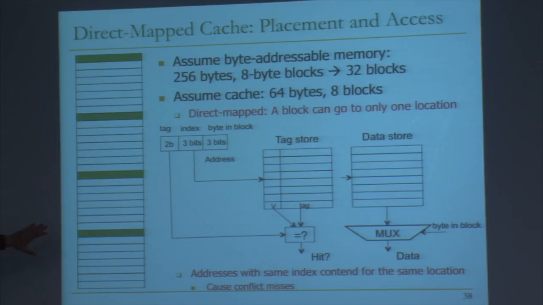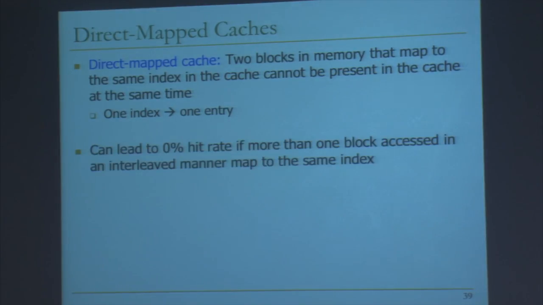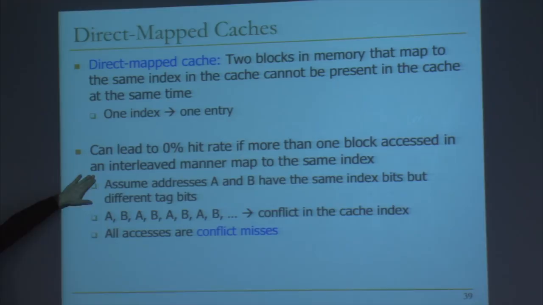So to eliminate this, we make the cache more flexible. Well, I guess let me cover this. We already talked about this, right? Two blocks in memory that map to the same index in the cache cannot be present in the cache at the same time. One index stores one entry. That's the problem. This can lead to 0% hit rate if more than one block is accessed in an interleaved manner and mapped to the same index. This is basically what I showed you over here.